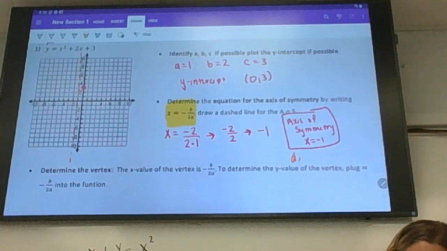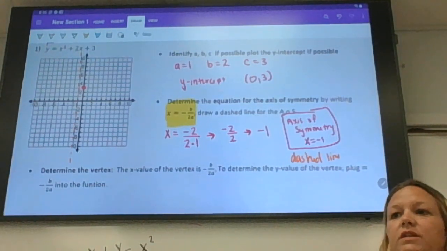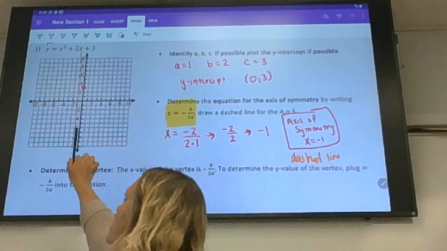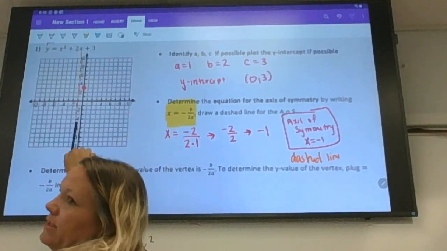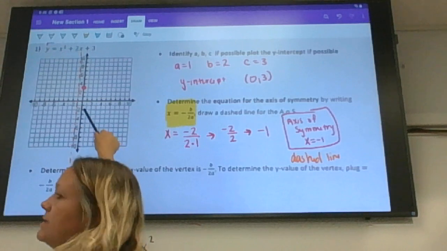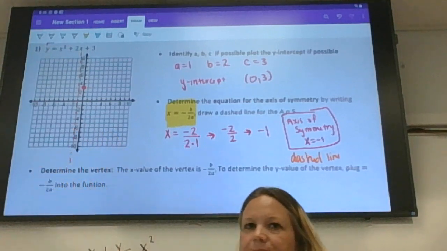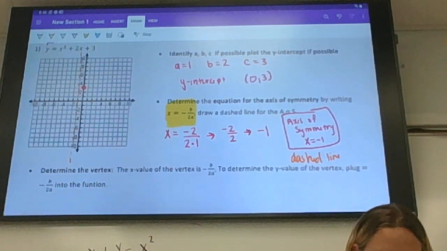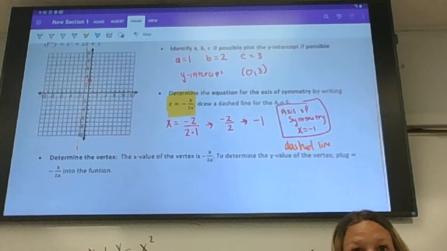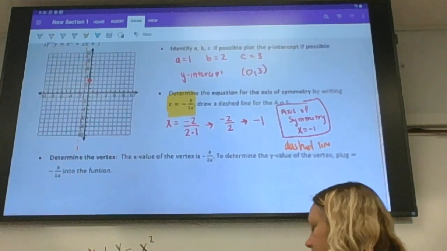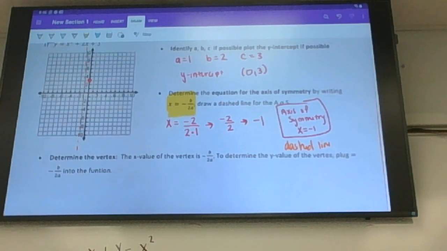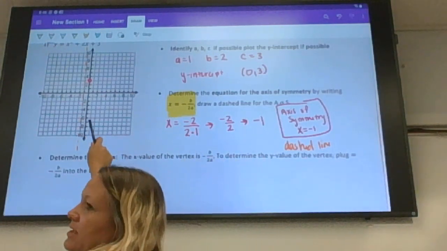Dash a line. The dashed line is actually really, really helpful. It helps you see where the center of your parabola is. So the vertex is going to be somewhere on this dashed line. The vertex, the center. I introduced this word vertex here. The center of this parabola will be somewhere on this dashed line.